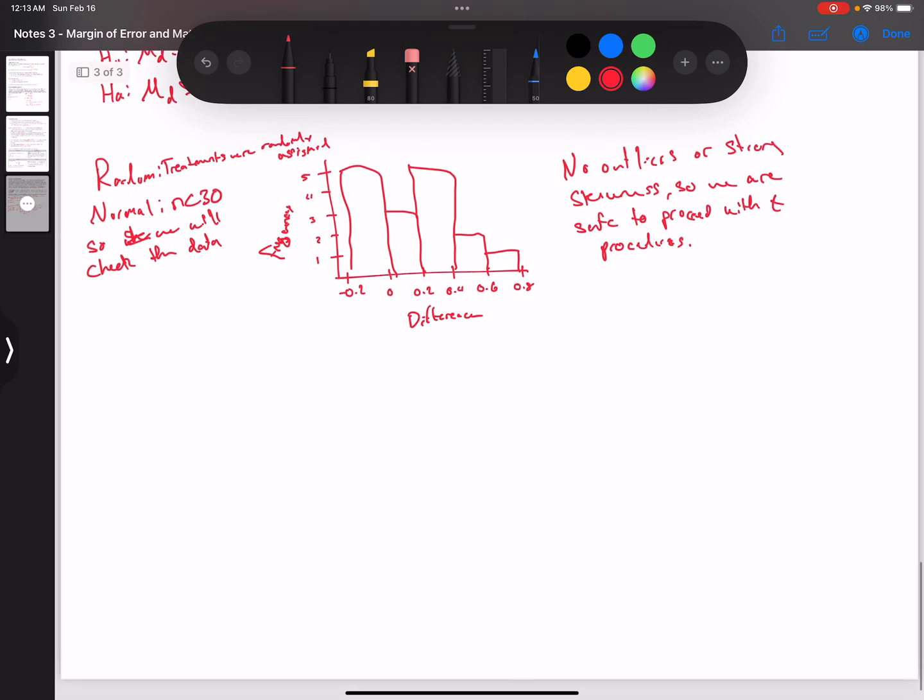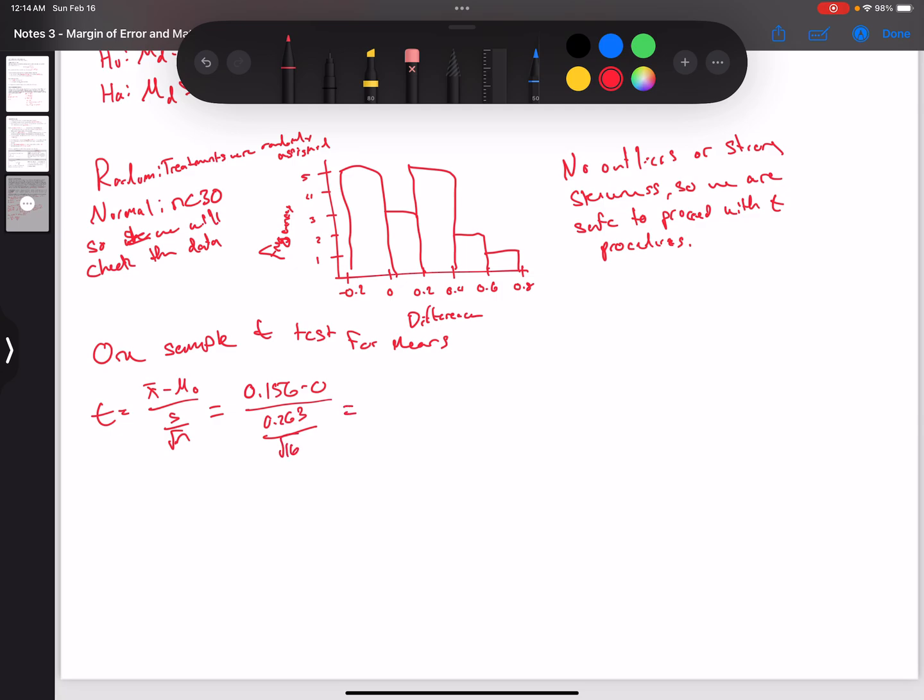Now we do our calculations. We have a 1 sample T test for means. We've got to find our test statistic here. Remember, T is equal to x bar minus mu naught over S over square root of N. When I replace that with all of my relevant information, we have 0.156 minus 0 over 0.263 over the square root of 16, which when we throw that into our calculator, we get 2.373.